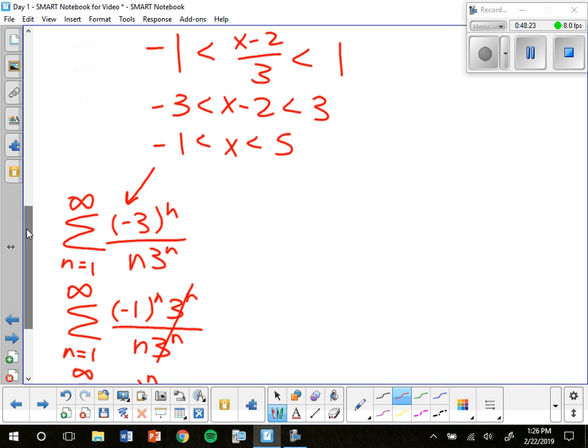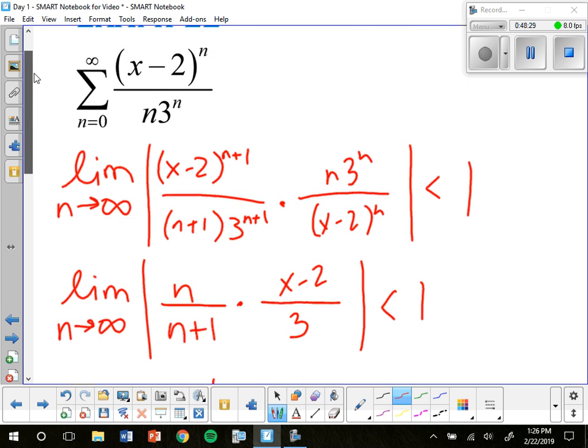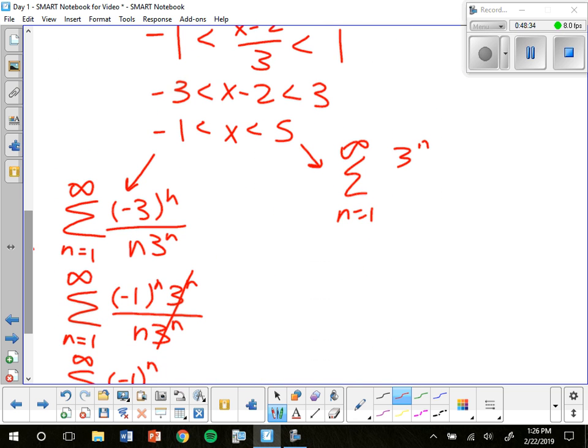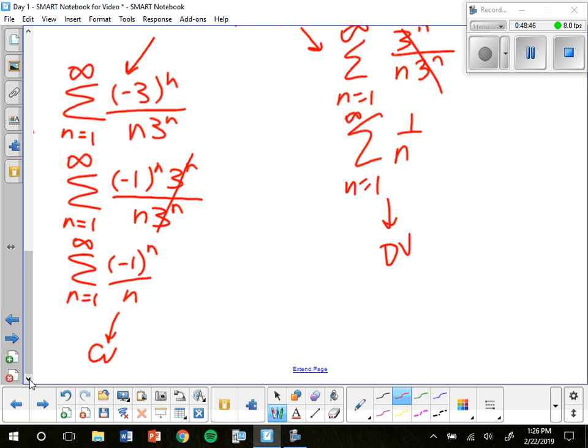Good. And so the next one's easier, x = 5, because when I plug in 5, I just get 5 minus 2 to the n, which is 3 to the n, over n 3 to the n. Cancel them out, and I get 1 over n, which we know does what? Diverge. That's the harmonic series. So one of my endpoints works, the other one doesn't.